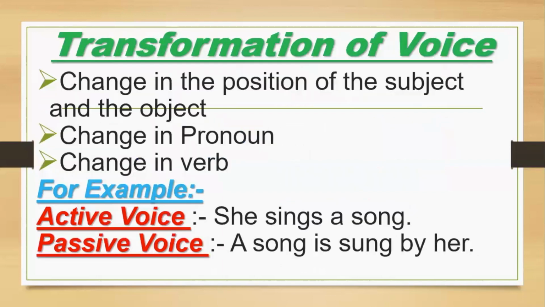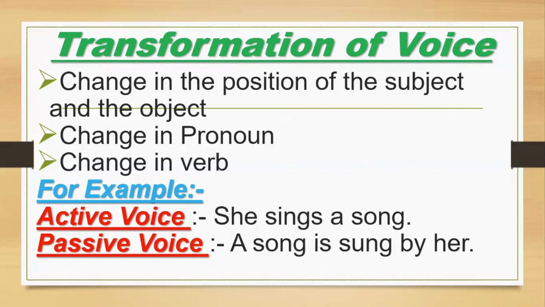Transformation of voice. Now if we want to change active voice into passive voice, then how can we change? So there are different steps. There are three steps, mainly three steps that we have to follow. First, change in the position of the subject and the object. If we want to change active voice into passive voice, then we have to change the position of subject and object.